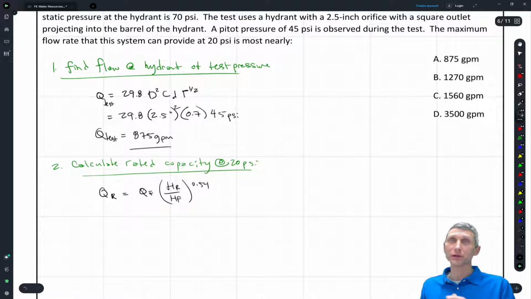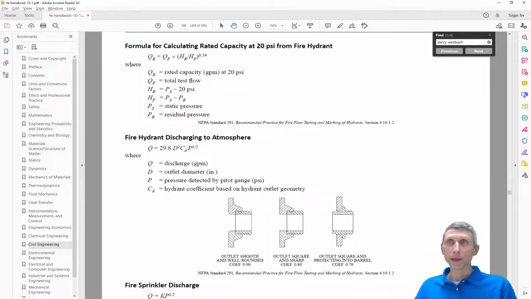You gotta love these empirical equations with all sorts of crazy exponents. But what does this look like here? Essentially, we have the test flow, and the rated capacity at 20 psi is what we're looking for. We have this HR, which is PS minus P20, and HF, which is PS minus PR.